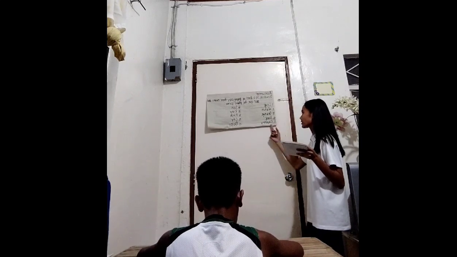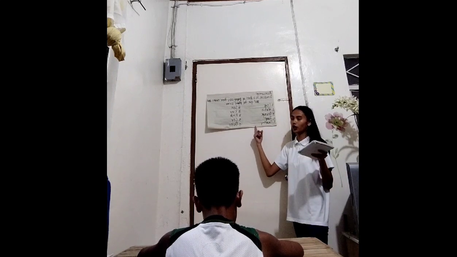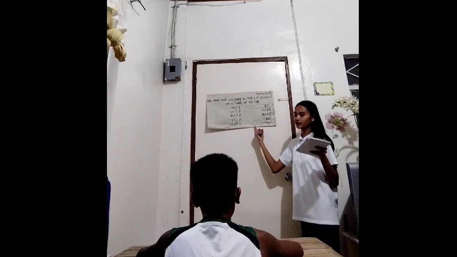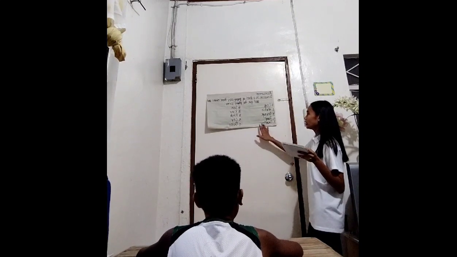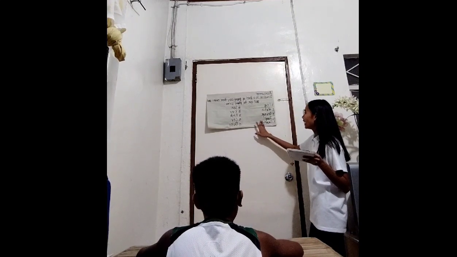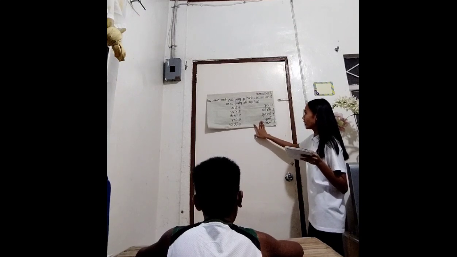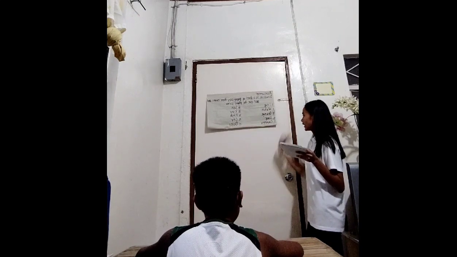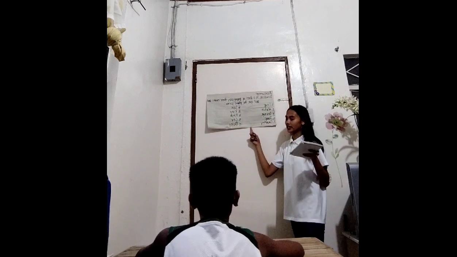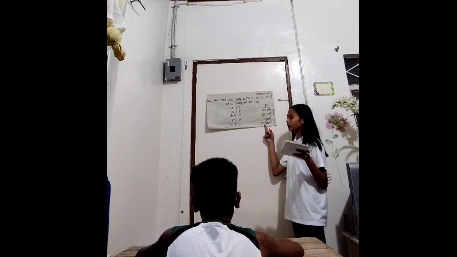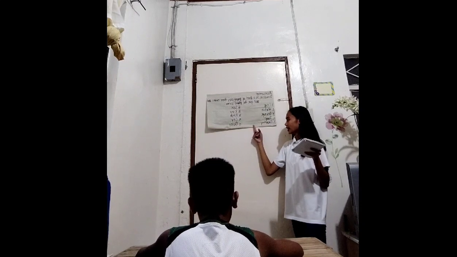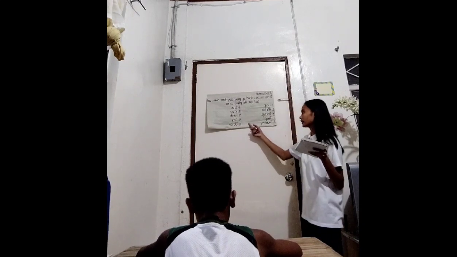And number 5 is country. What is the plural form of country? Countries. Okay, mawawala ang Y, then i-replace natin ang Y ng IES so that country will become countries. Country is an example of a singular noun and countries is an example of a plural noun.